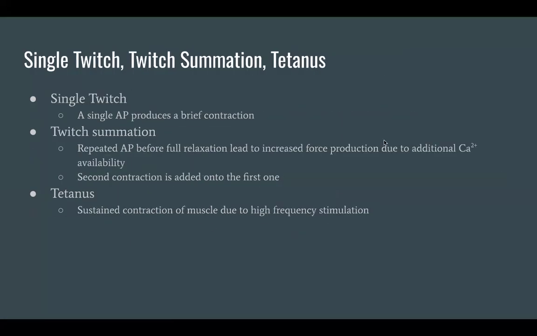And here are a few examples. A single twitch is a singular action potential that produces a brief contraction. So just a very simple one: a singular potential, one contraction. Twitch summation happens when repeated action potentials happen before full relaxation. You will add the second contraction on top of the first one because the muscle didn't relax before the second contraction happened. This is going to lead to increased force production due to additional calcium availability. Tetanus is just sustained continuous contraction of muscle because of very high frequencies of stimulation.